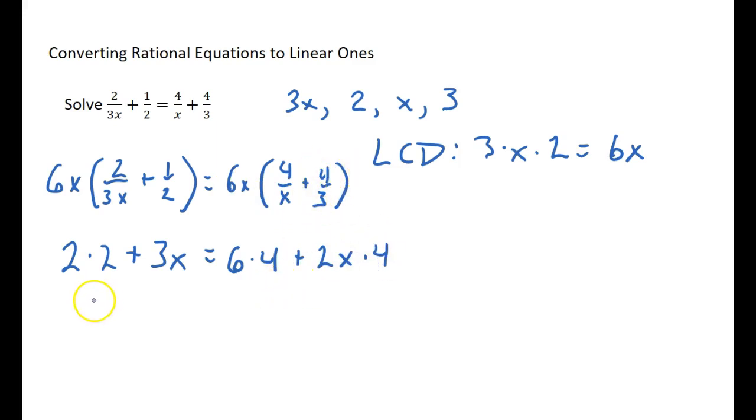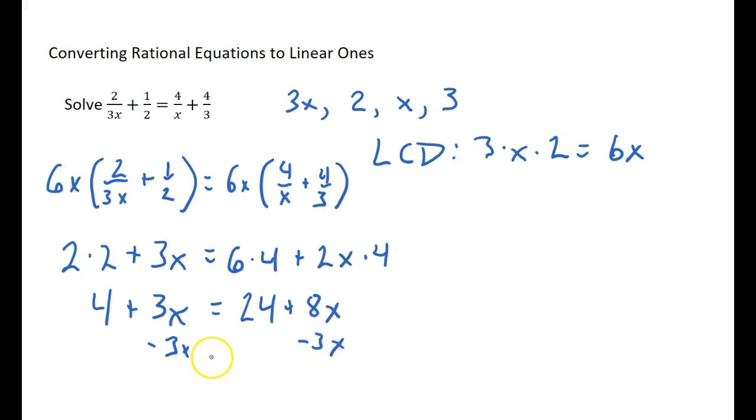All right, so where are we? I've got 4 plus 3x equals 24 plus 8x. Let's subtract 3x from both sides. And I get 4 equals 24 plus 5x.